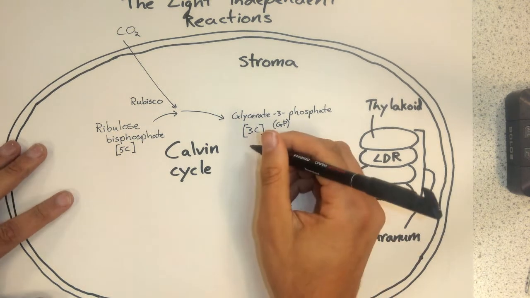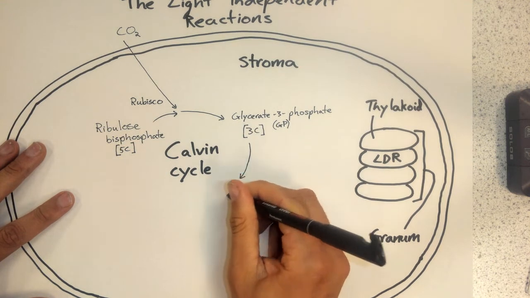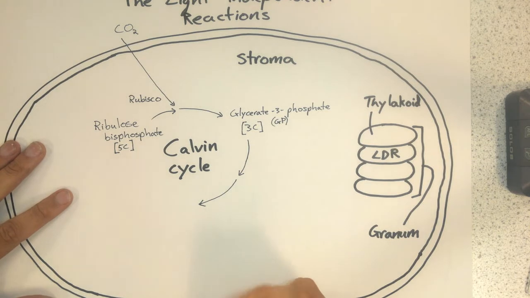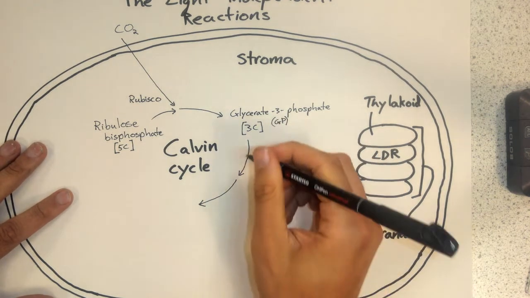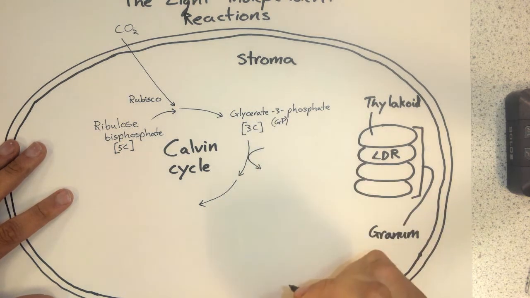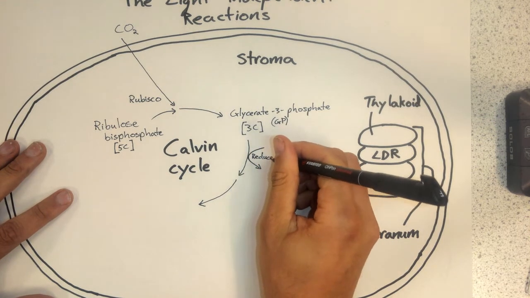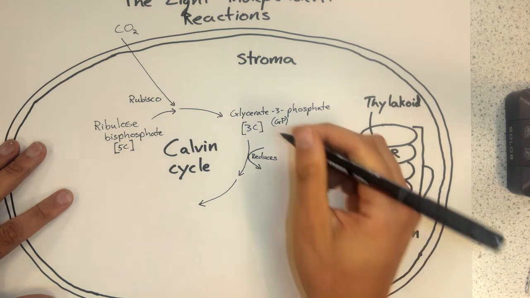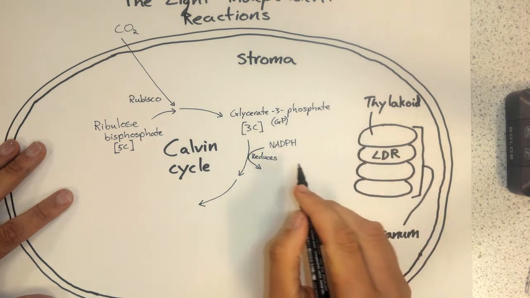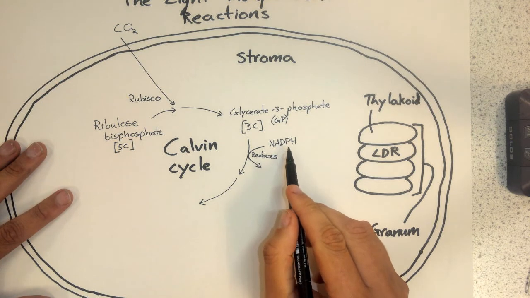Next, this molecule goes through a series of reactions. We'll draw some arrows down here to represent those reactions. In the first set of reactions, the GP is reduced. It's reduced by NADPH, which from the previous video you may remember is also called reduced NADP.